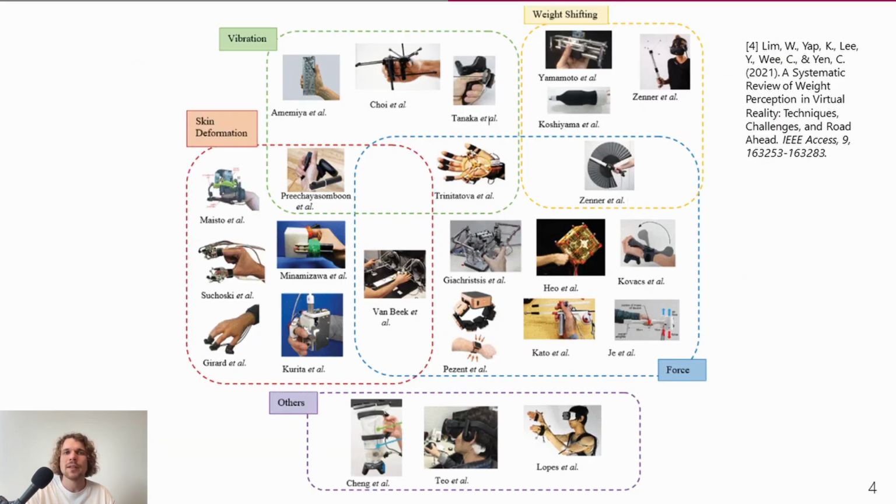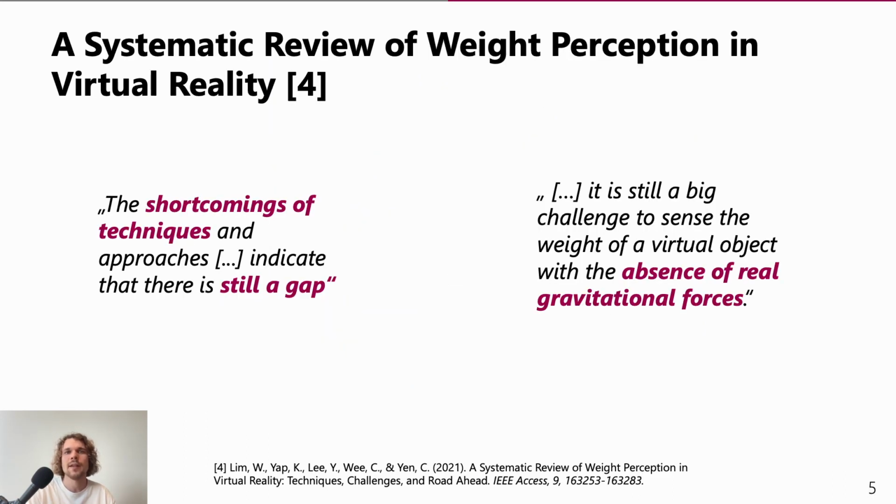Instead, haptic weight interfaces for VR were focused on the weight of virtual objects, and over the years, researchers have developed haptic technologies aiming to simulate the complex sensory input through which we sense the gravity forces of objects. Limit systematically reviewed these research prototypes, and they concluded that the shortcomings of techniques and approaches indicate that there's still a gap towards a robust weight simulation, and that it is still a big challenge to sense the weight of a virtual object with the absence of real gravitational forces.